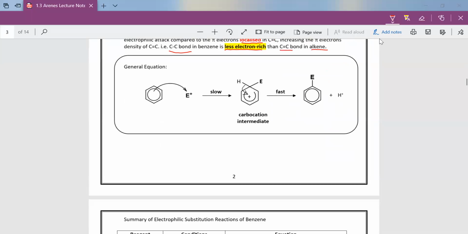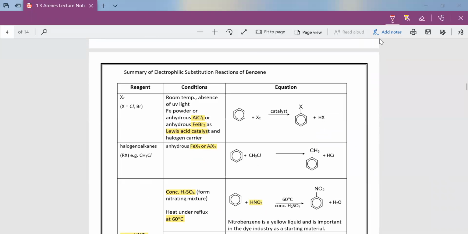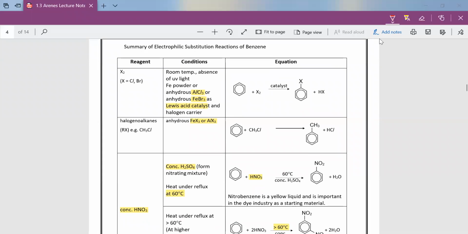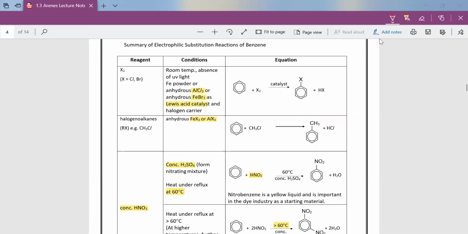All right, we'll go into detail for this soon. For now, let's look at all the electrophilic substitution reactions of the benzene ring. The first reaction is when it reacts with a halogen. With a catalyst, you will substitute one hydrogen for a halogen. And if you're reacting with an RX, a halogenoalkane, you need a Lewis acid to create the electrophile, and then you plant the R group on the benzene ring directly.